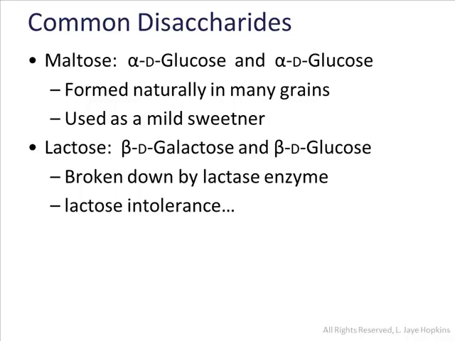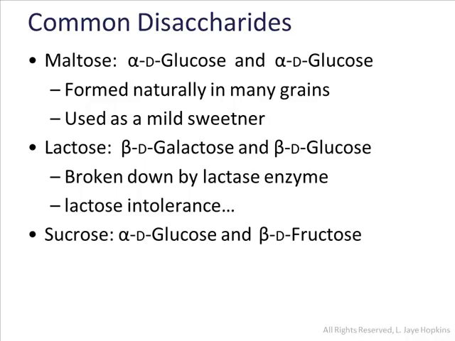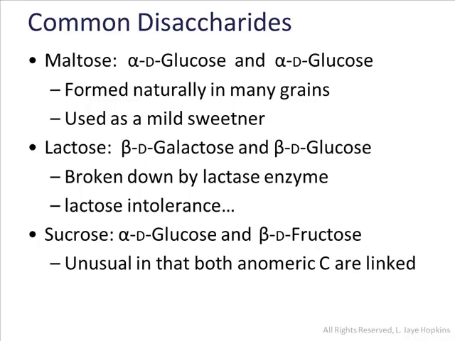Now let me mention one other disaccharide that you've inevitably heard of, which is sucrose, better known as table sugar. Sucrose consists of a molecule of alpha-D-glucose chemically bonded to a molecule of beta-D-fructose. And what makes sucrose interesting chemically is that it has a 1,2 anomeric link. It's a link between the anomeric carbon on the glucose molecule and the anomeric carbon on the fructose molecule.